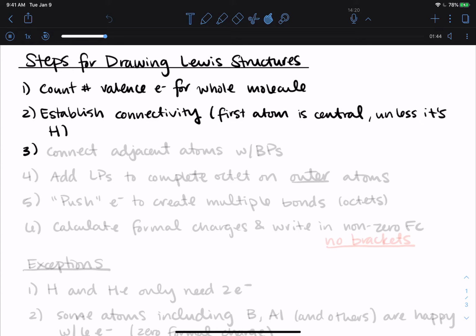The next step is to connect adjacent atoms with bonding pairs. Then add lone pairs to complete the octet on the outer atoms. So don't do the central atom when you're doing this initial add lone pair step.